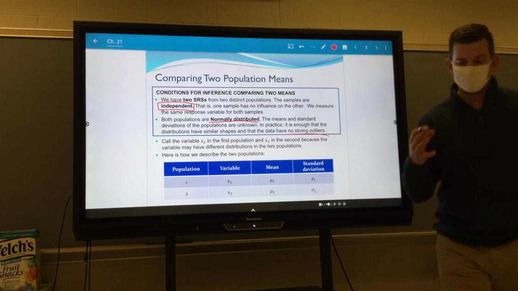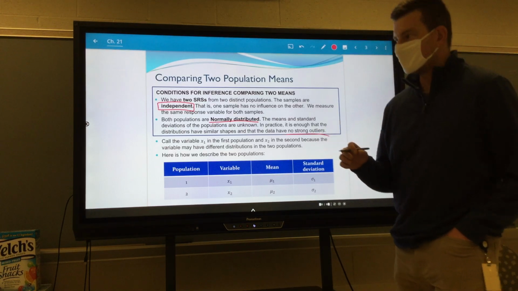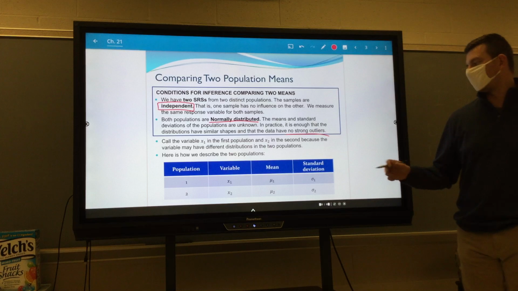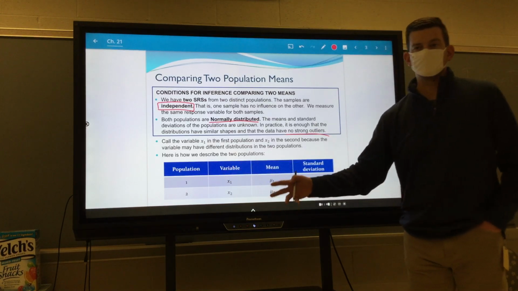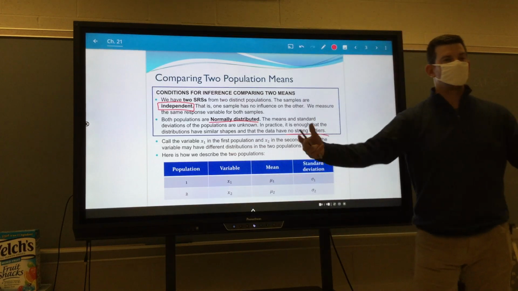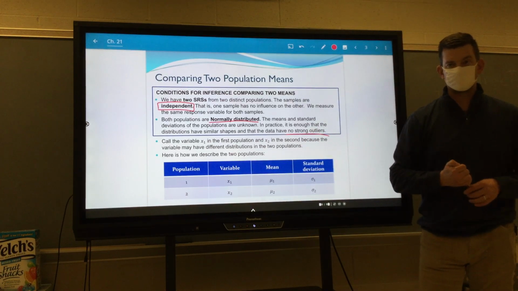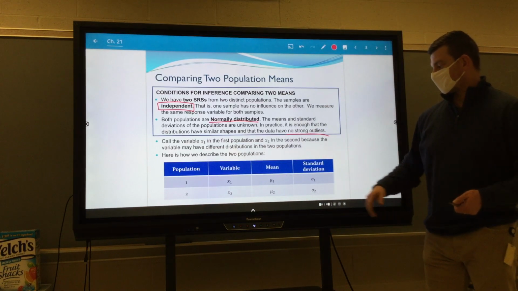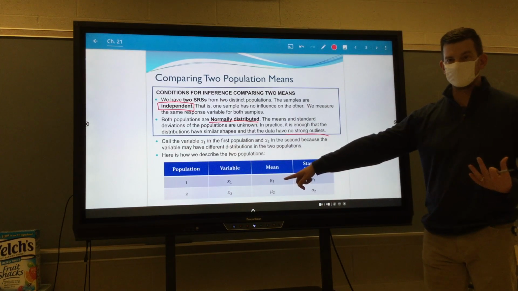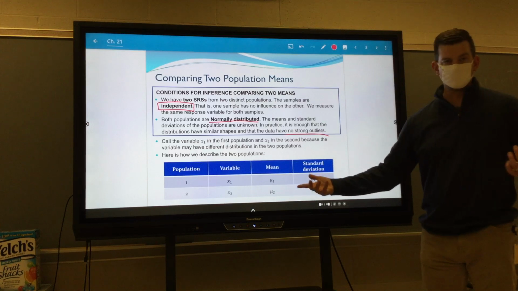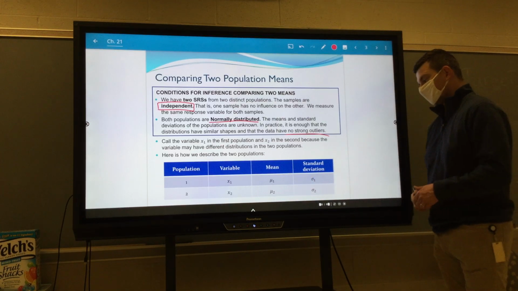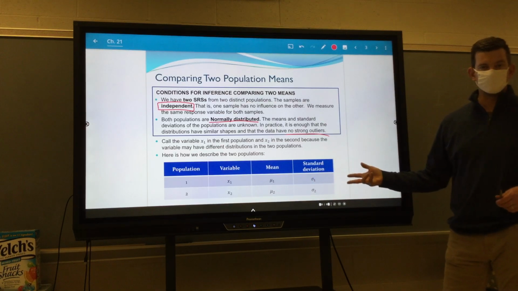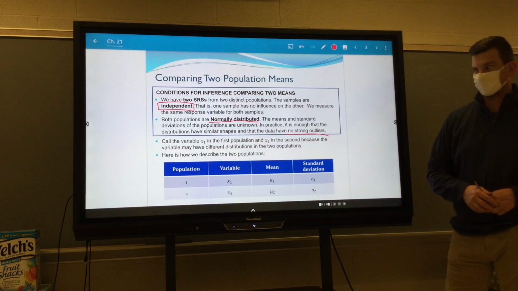So our language for the hypotheses is with respect to the population. We're going to be using these subscripts to represent our two populations and our two samples. Population 1, population 2. So we have mu1 for population mean 1, mu2 for population mean 2. Same thing for sigma 1, sigma 2 for the standard deviations.